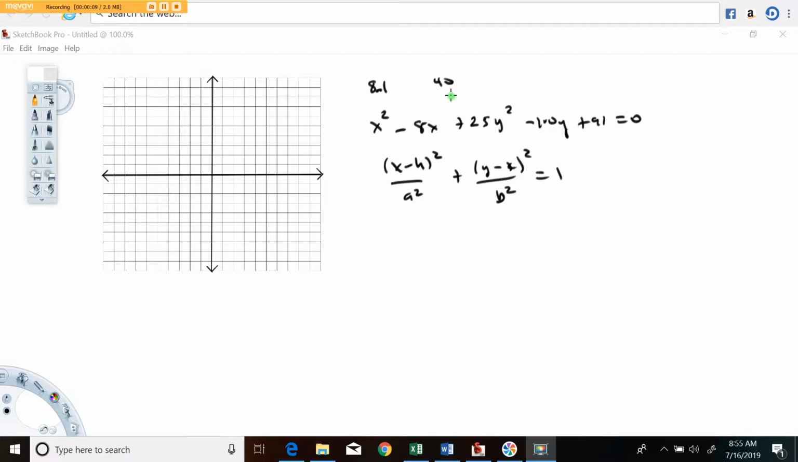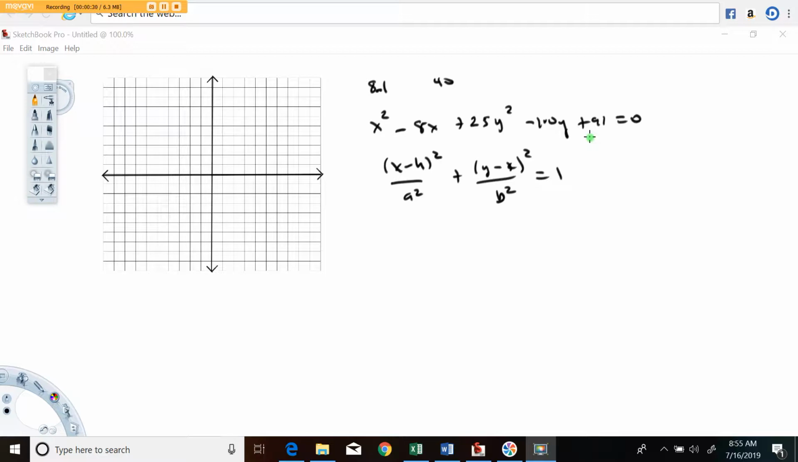What we're looking at here is number 40, section 8.1 in the Openstax college algebra text. We've got x squared minus 8x plus 25y squared minus 100y plus 91 equals 0. I'm going to take a minute and make sure I copy that down right.